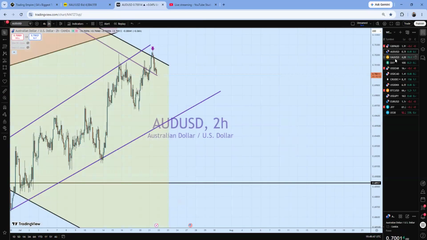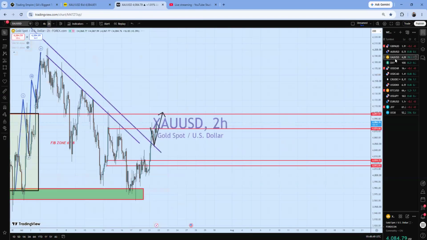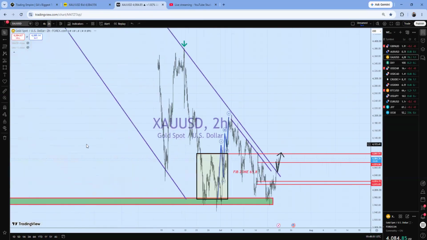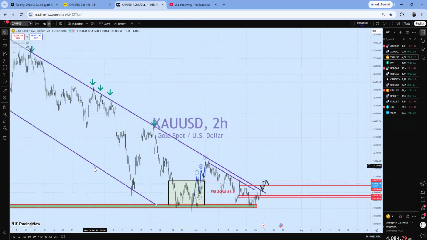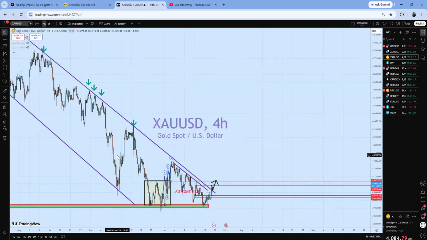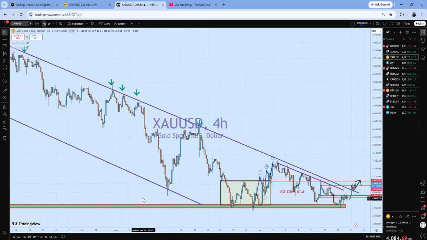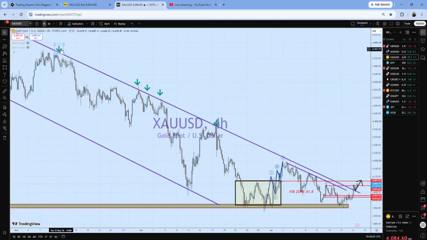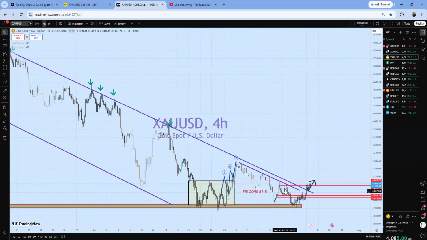And then gold, everybody's favorite pair. What I'm seeing is this, right? There's a drop there, drop, drop, drop. Every time it comes to that trend line, it resists, right? Cool. Then it came here to the bottom, right here. It didn't resist anymore. It broke through.